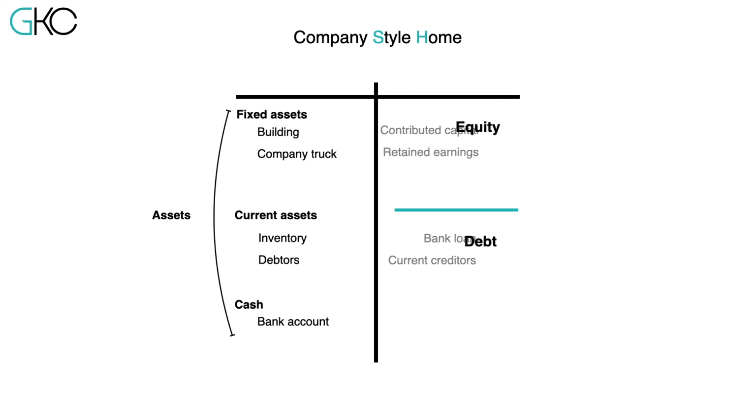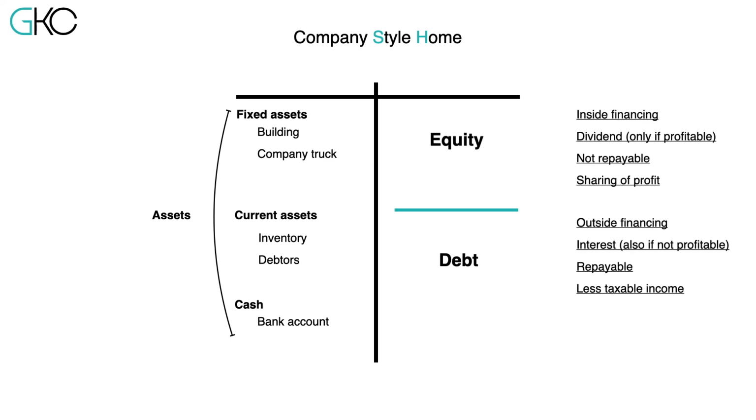Now let's look at some key facts. As we can see, equity is inside financing, whereas debt is outside financing. The return that the company pays for its financing also differs if the finance happens through debt or equity. In equity, the return that the company pays is dividend, whereas in debt, the return that the company pays is interest. The company will need to pay interest even if the company is not making a profit. Dividend, on the other hand, will only be paid out if the company is profitable.